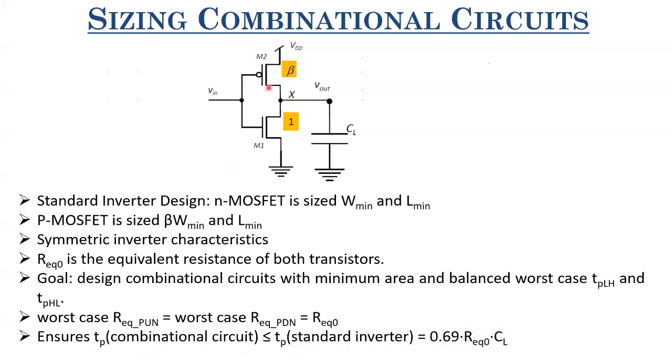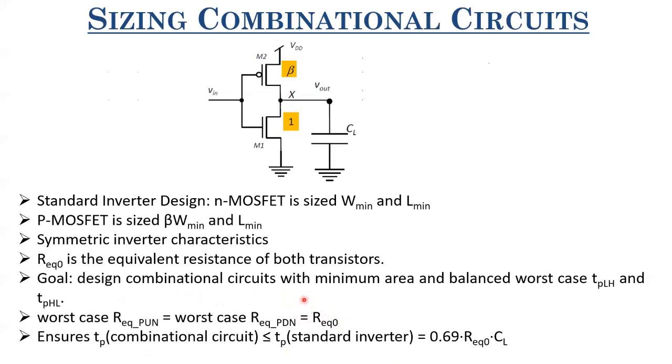Because the equivalent resistance of both PMOS and NMOS is the same, and TP is the arithmetic mean of TPLH and TPHL. Now, if the worst case equivalent resistance of the pull-up network or pull-down network is R equivalent zero, then the worst case combinational circuit delay would be equal to TP of the standard inverter. For all other cases, which represent the best case, your combinational circuit delay will be less than or equal to the standard inverter. So that is the reason why we try to make the worst case R equivalent of the PUN as well as the PDN equal to R equivalent zero.